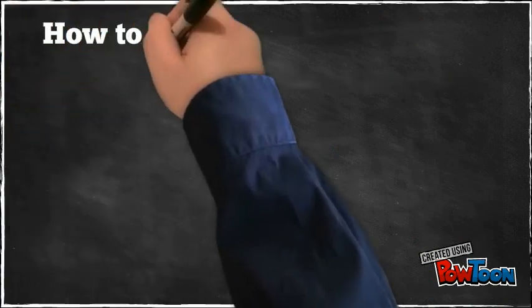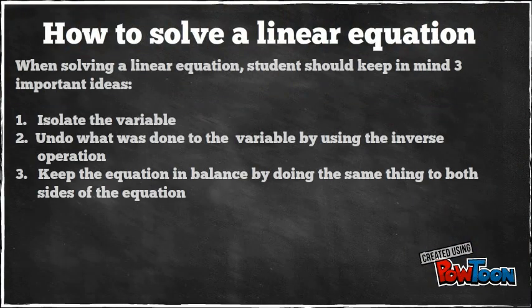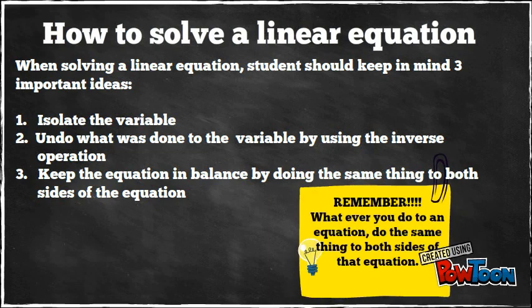How to solve a linear equation? Solving a linear equation is a process of undoing operations that have been applied to the variable to create the equation. Our goal is to isolate the variable on one side of the equal sign. Remember, whatever you do to an equation, do the same thing to both sides of that equation.